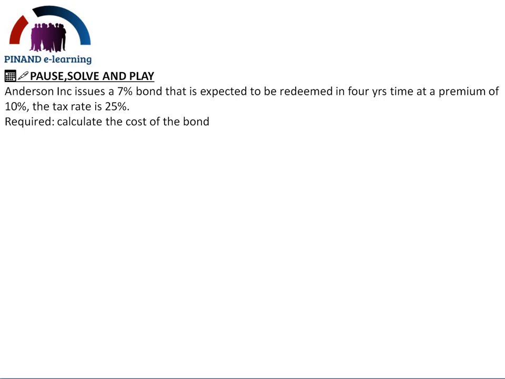Anderson Inc. issues a 7% bond, which is the coupon, expected to be redeemed in 4 years' time at a premium of 10%, tax rate is 25%. Calculate the cost of the bond. Now this is a 4-year bond. The other one we just did is a 3-year bond. This one is going to be redeemed at a premium of 10%. So the normal nominal redemption amount is $100, and with a premium of 10% on top, it will be 110.